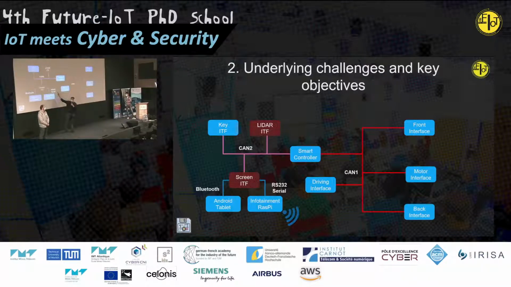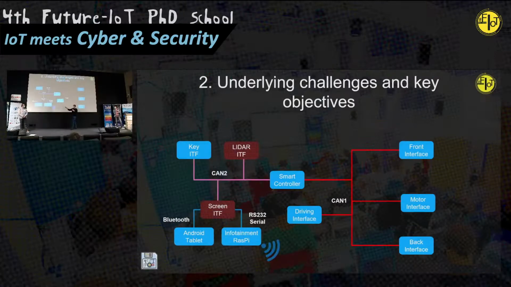On the CAN2 network, the key and the smart controller are speaking. CAN is a communication protocol for serial communication, by the way. And over here we have the CAN1 network. This is a critical infrastructure, and this is where we want to get in. Over here you have the back interface, the driving interface, the motor interface, and a front interface. It is basically how the car works. The speed is stored here, the angle of the steering wheel, the brakes, lights, everything is stored here.